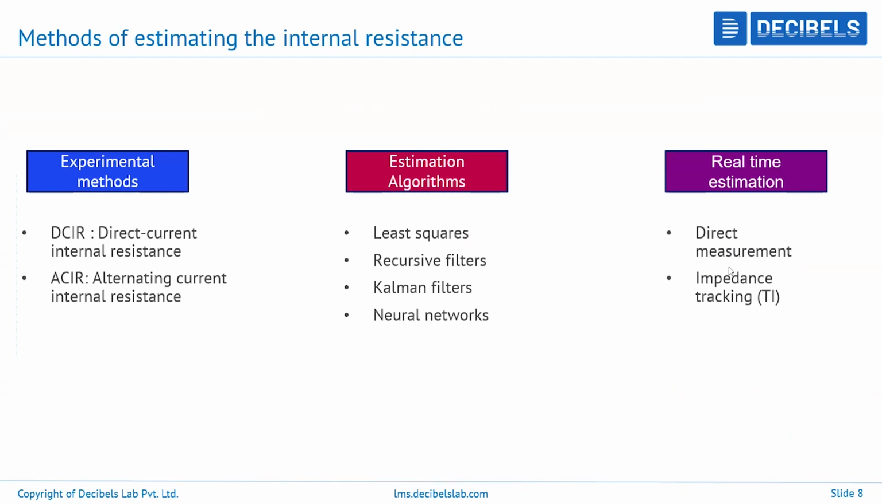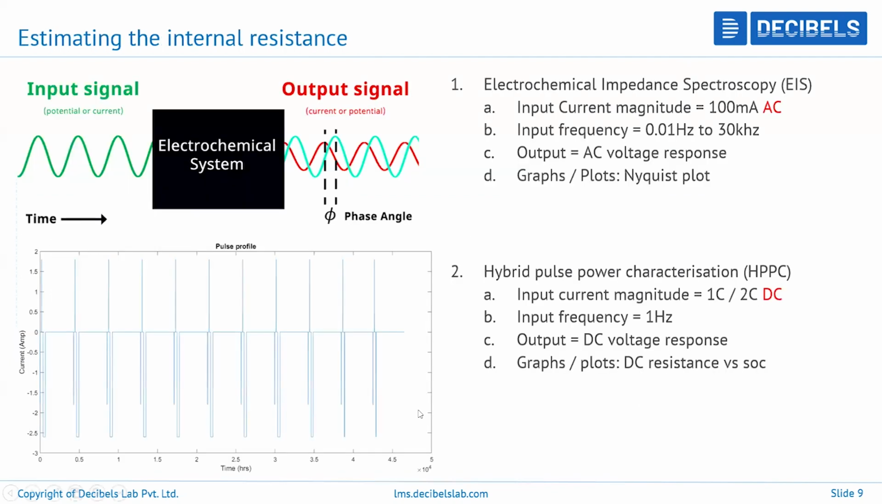These methods are the most prominently used methods for internal resistance estimation. So right now, we'll focus on DCIR, direct current internal resistance. We'll take a simple example from a simple test case, and then we'll see how exactly the graph of the internal resistance looks.